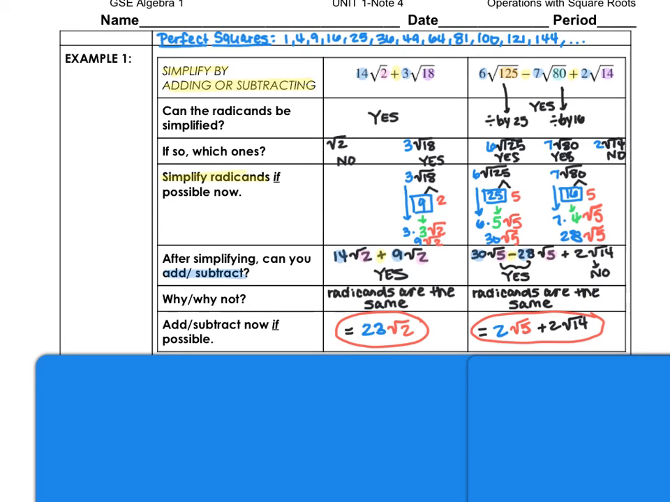So for my answer, when I take 30 minus 28, I get 2. So I get 2 square root 5, and then I just bring down the one that I wasn't able to combine. So I have 2 square root 5 plus 2 square root 14 is my answer.